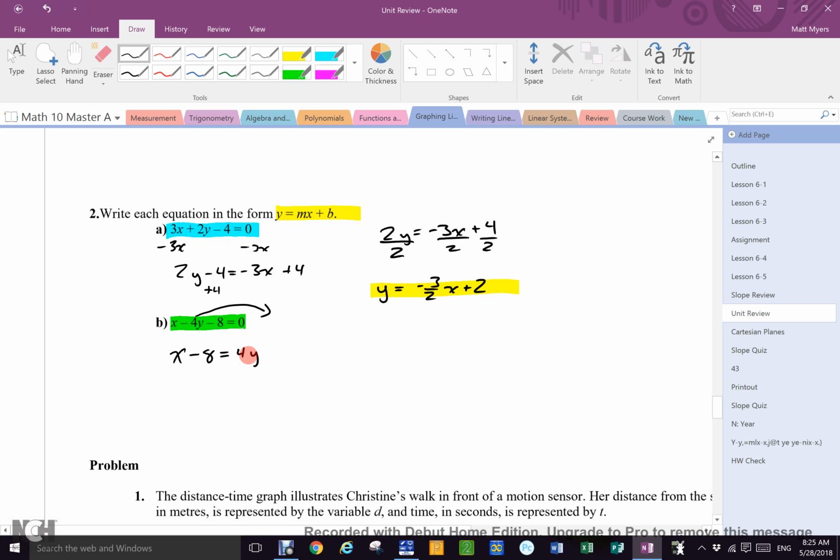Is y isolated? No. What must I get rid of? 4. 4 is multiplying right now. I do not want him there, so I divide by 4. This problem right here always messes you guys up because you forget that x has what in front of it? 1. So this is 1/4 x minus 2 equals y. And now that's done. Give yourself 2 marks there.